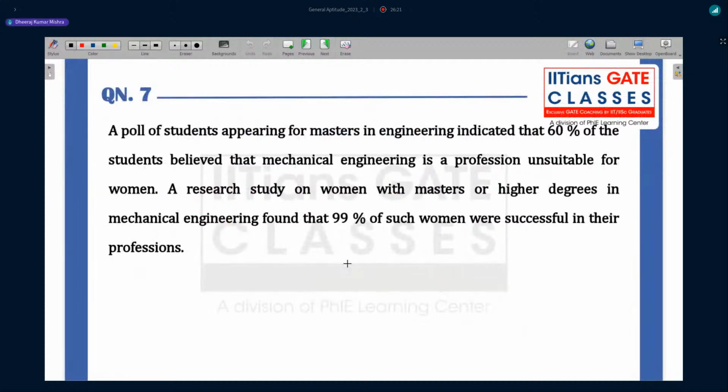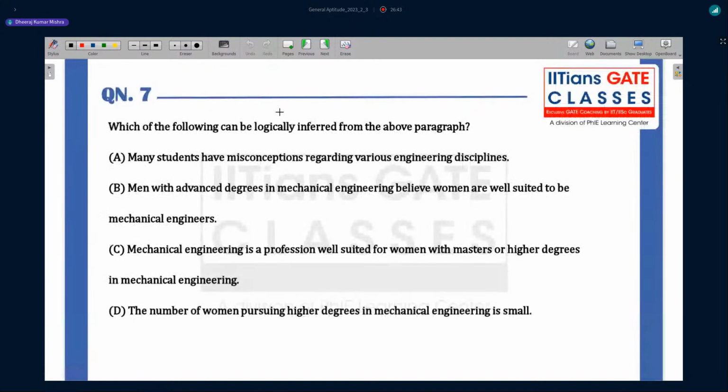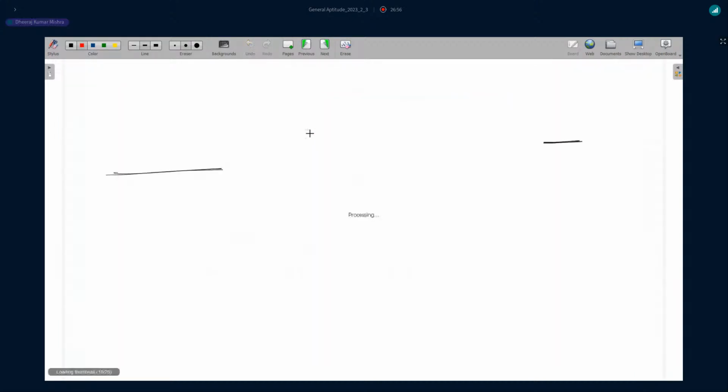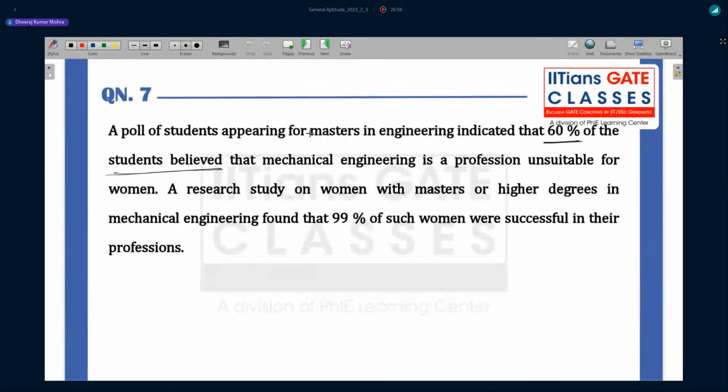So question number 7 says here, a poll of students appearing for masters in engineering indicated that 60% of the students believe that... Again, this is a passage, and they have given options here. Many times I have been emphasizing, the moment you see these options, you can remove them. So what you do here, guys, is read the question now.